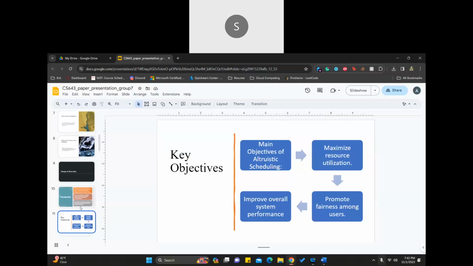The key objective, on slide number 11, is to maximize resource utilization.